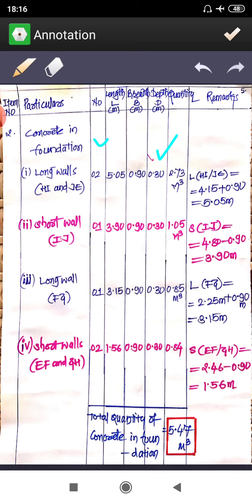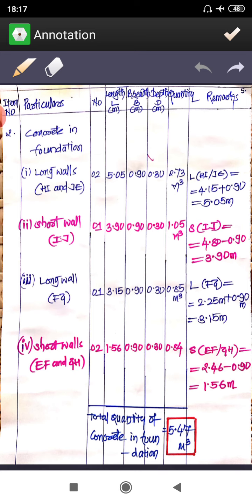Similarly for the short wall IJ, here one number, length is 3.90. Already I have described in the first quantity that the length is not going to change between excavation and concreting foundation, because in whatever width you have excavated, you are going to lay the concrete. So only the thickness is going to change for concreting. Here width is 0.9 and the depth is 0.3, so you'll be having a quantity of 1.05 meter cube.